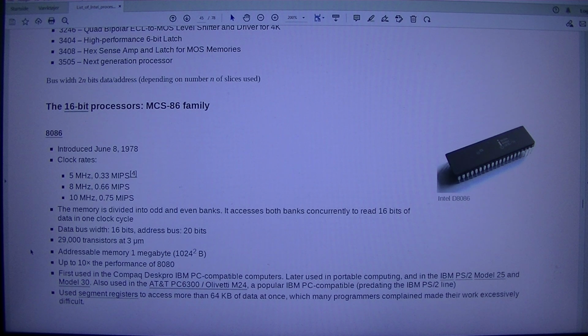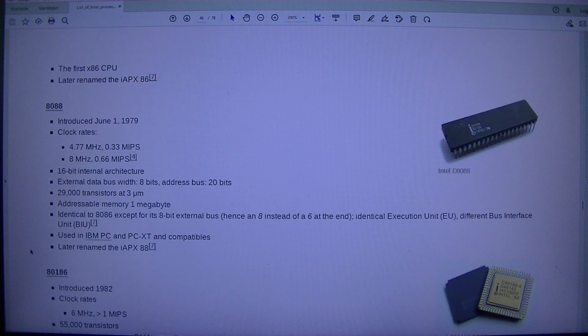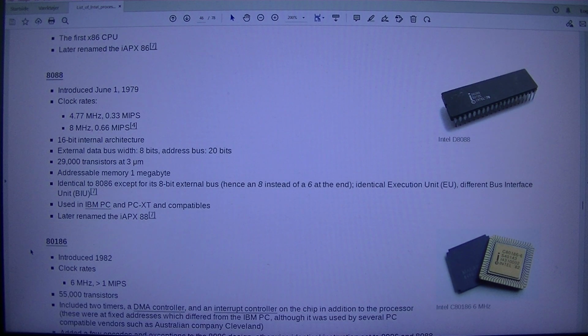Used segment registers to access more than 64 kilobytes of data at once, which many programmers complained made their work excessively difficult. The first x86 CPU. Later renamed the iAPX 86.